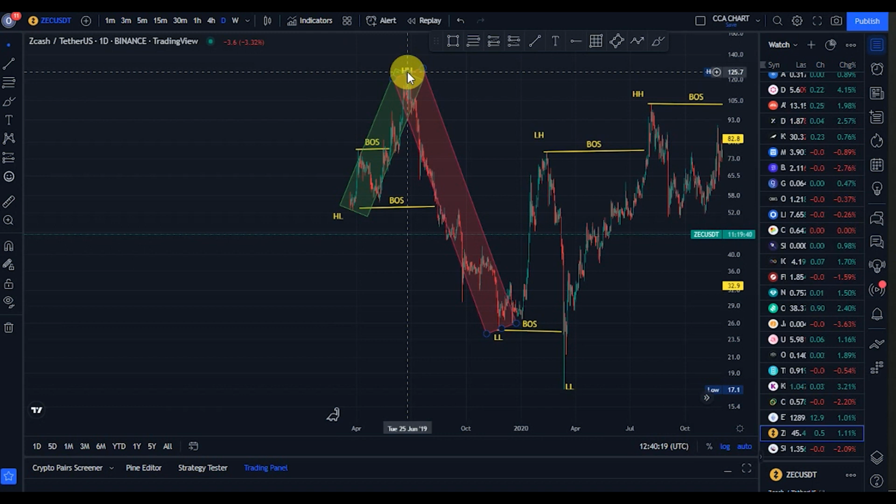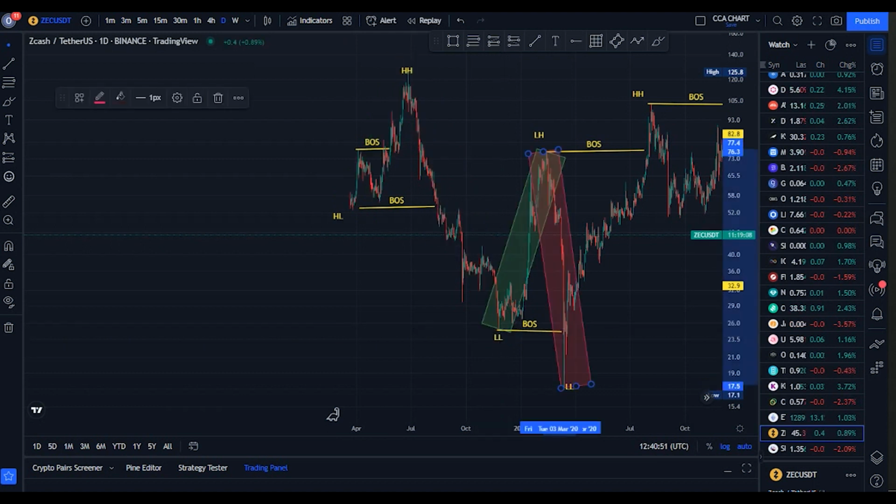The bears came into the market, took price from that $126, broke structure to the downside, and took price back to about $25. Guys, expecting a pullback. Sure, we got a pullback. The bulls came back, took price from that $25 and pushed price back up to about $76.